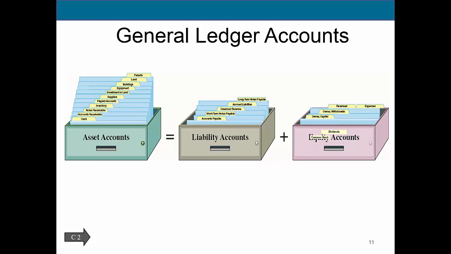Recall the basic accounting equation. Assets are equal to liabilities plus equity. When we consider the balances of all accounts in the general ledger, the accounting equation is also true. The total of all asset balances added together is equal to the total balance of all liabilities plus all equity accounts. We will see the accounting equation hold true later when we summarize the general ledger balances and the trial balance.